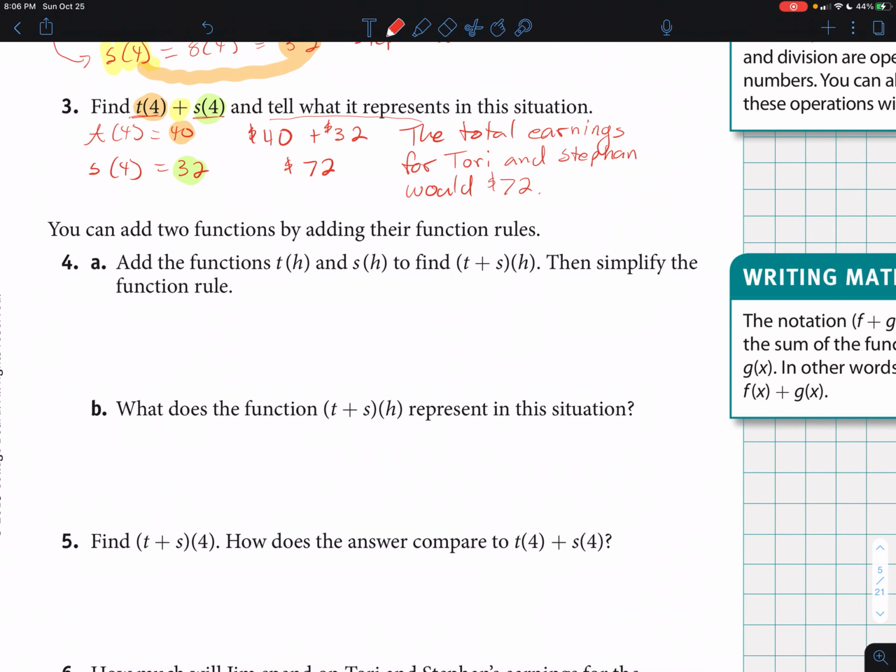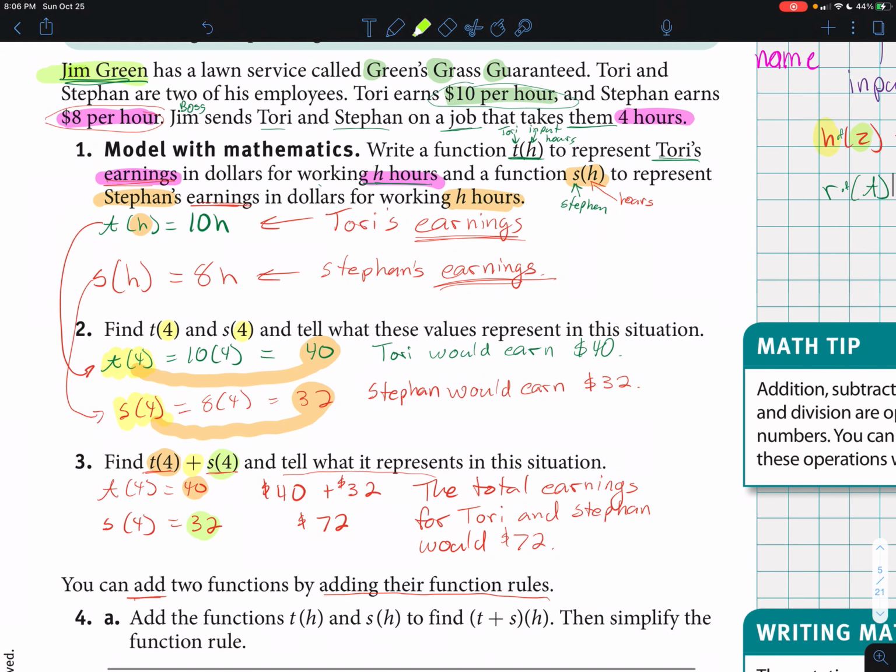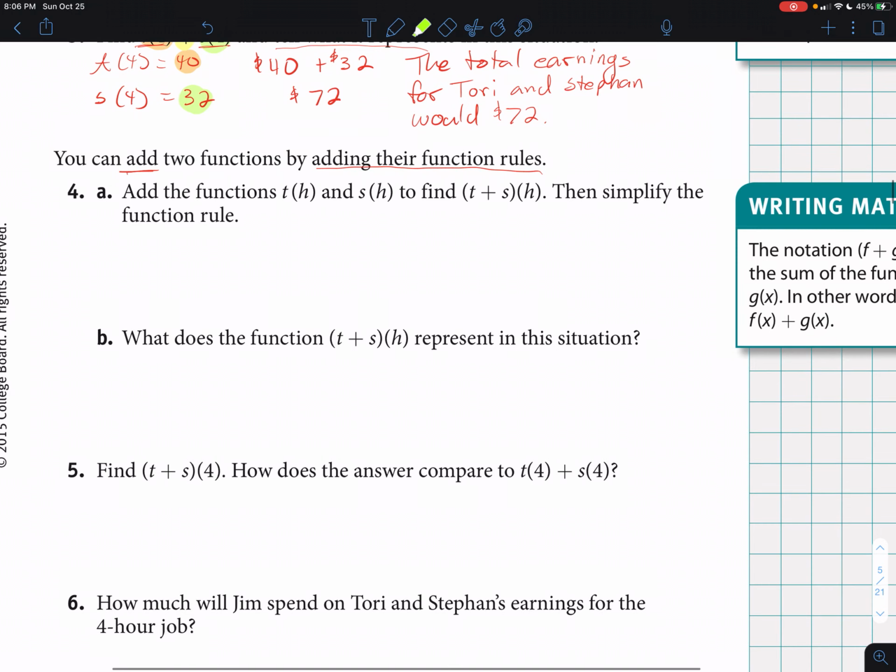So moving on here to 4. You can add any two functions by adding their function rules. What's a function rule? This is a function rule. This is a function rule. These are function rules. We talked about what a function rule was in the piecewise functions, okay? A function rule is just like, this is function t, this is its rule. This is function s, this is the function rule for that one. So you can add any two functions by adding their function rules.